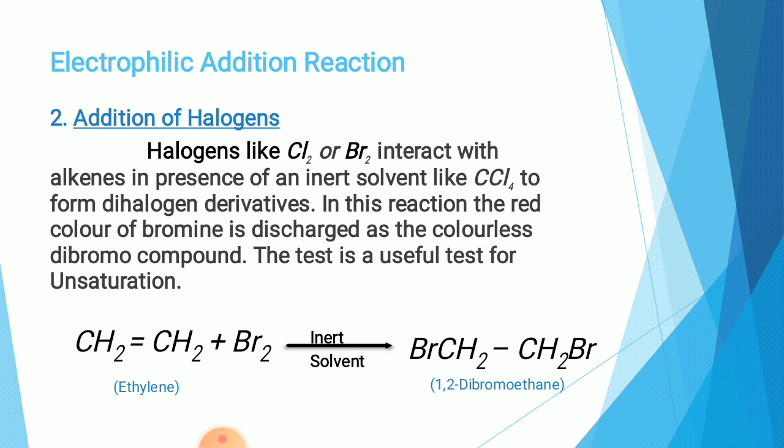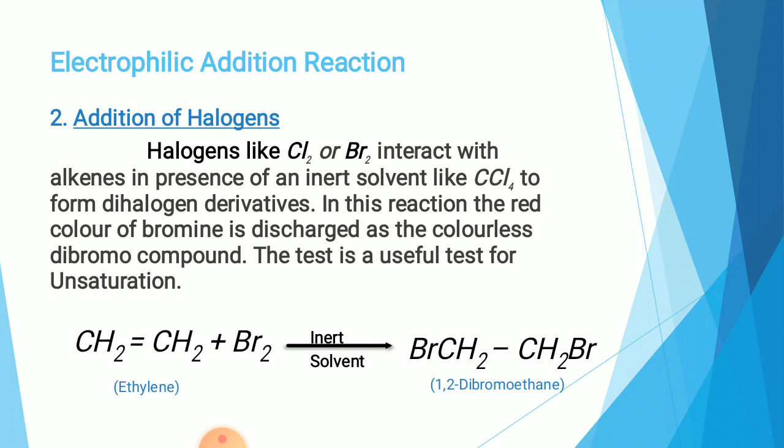Then next we will come to the next slide, that is addition of halogens. How do halogens interact with alkenes? See here, halogens like chlorine and bromine interact with alkenes in presence of an inert solvent like carbon tetrachloride to form dihalogen derivatives. In this reaction, the red color of bromine is discharged as the colorless dibromo compound, and this test is very useful for the test of unsaturation.